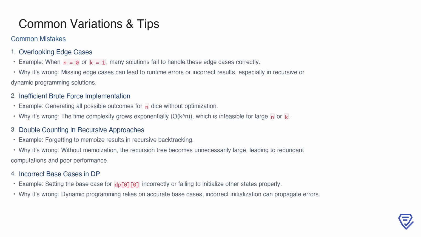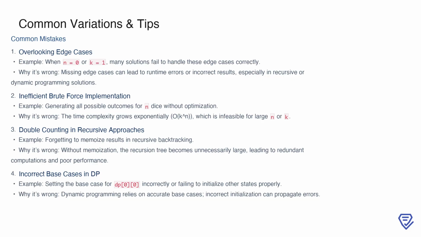When solving this problem, there are several common mistakes to watch out for. First, overlooking edge cases can be a big pitfall. For instance, when the number of dice, n, is 0 or when there's only one face on each die, k equals 1, many solutions fail to handle these scenarios properly. This often leads to runtime errors or incorrect outputs, especially in recursive or dynamic programming solutions.